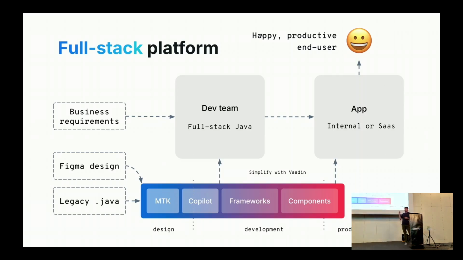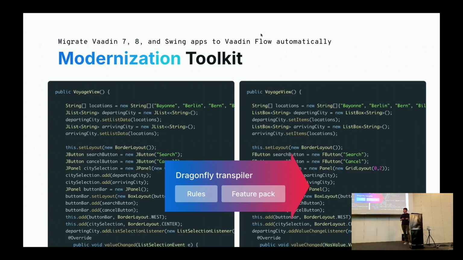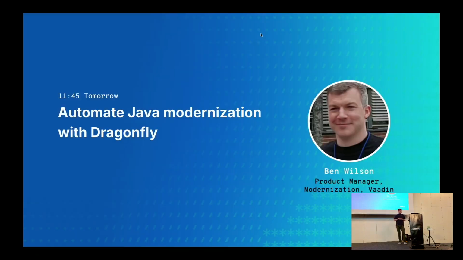So next up, what we added is modernization toolkit. So this is basically a way to do something useful with that large pile of legacy code that you inherited. So basically it takes that pile, whether that's Vaadin 7 or 8 or even Swing, and transpiles that to modern Vaadin Flow. So you can basically transform most of that automatically. So there is a session by Ben later on tomorrow about how this actually works in practice.